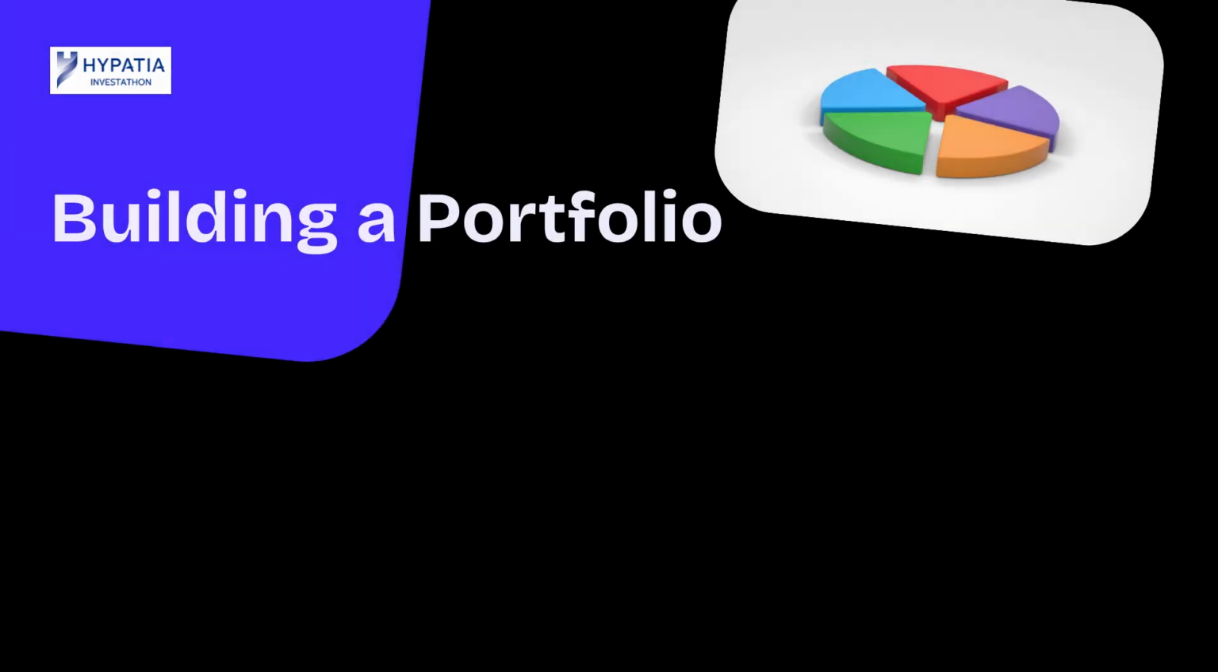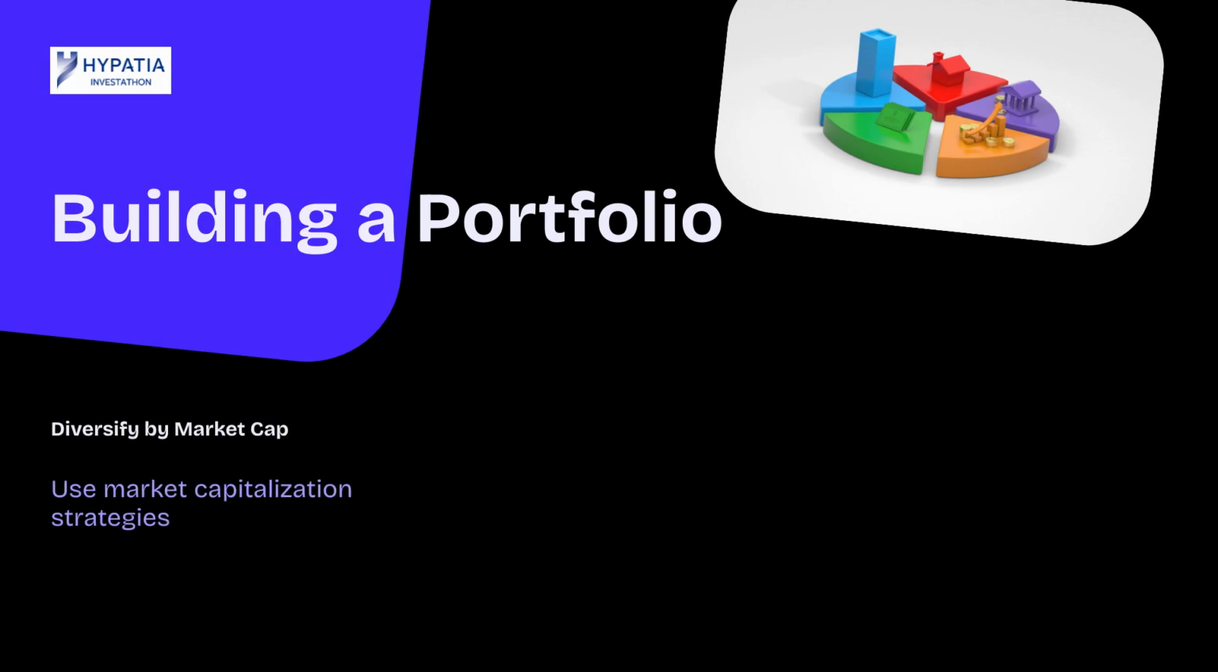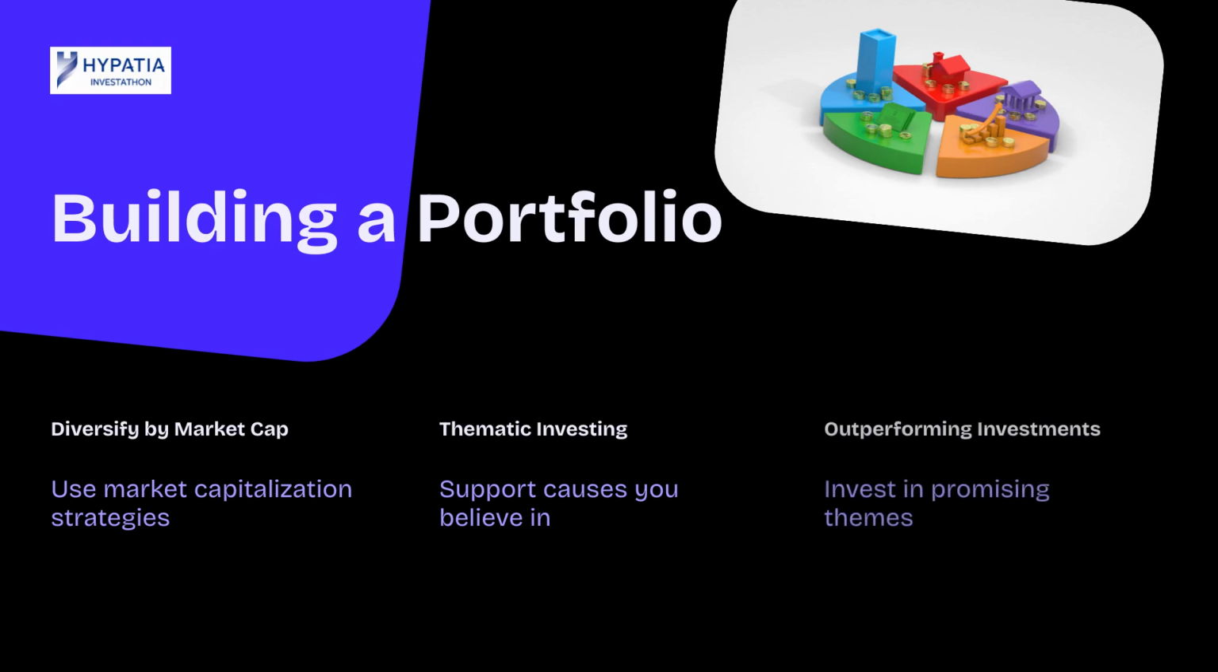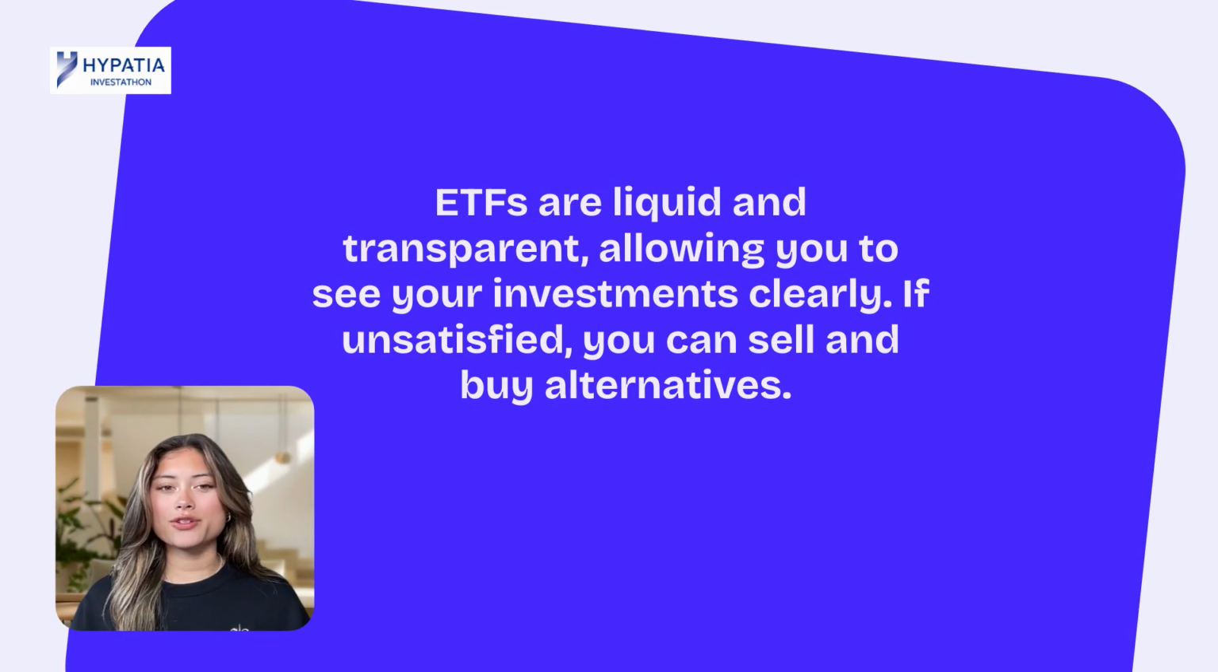So, in building a portfolio, you can diversify by market capitalization, but also use thematics to use your investing dollars to support causes you believe in and believe will outperform. The great thing is ETFs are liquid and transparent, so you can see what you are investing in, and if you don't like it, sell and buy something else. As long as the money stays in your Roth IRA, there is no tax effect.